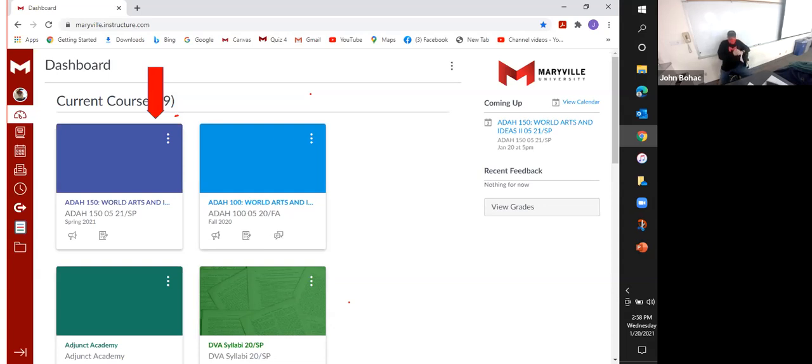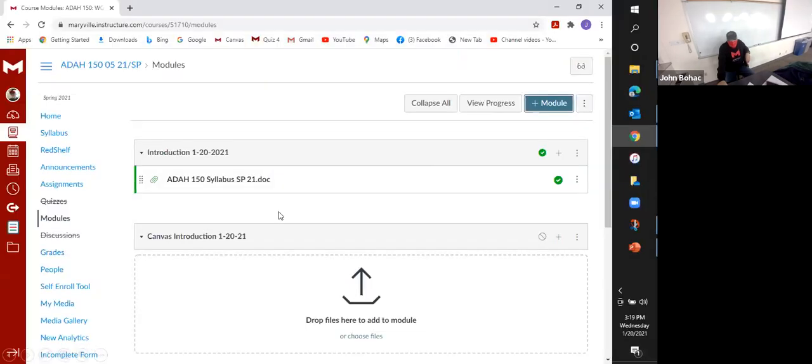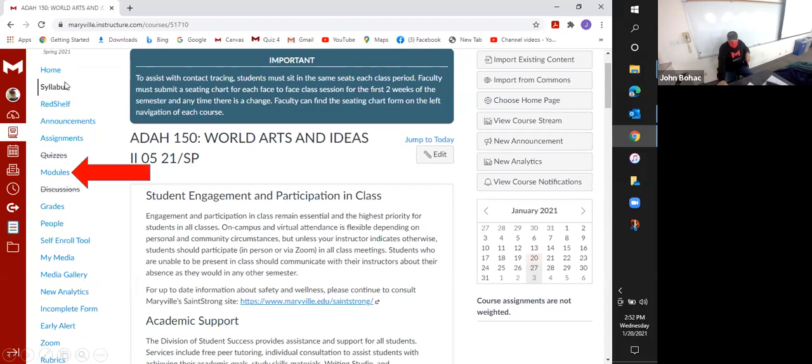So, Canvas. This is probably old hat for many of you, but we're going to go through it. World Arts and Ideas. This is us, Section 5, Spring 21. This is what you'll need to be on, and I'm sure you've been this far already. Now the home page, I put the syllabus on it and other things. It says faculty can find a seating chart. It's basically a lot of the same things I told you about.